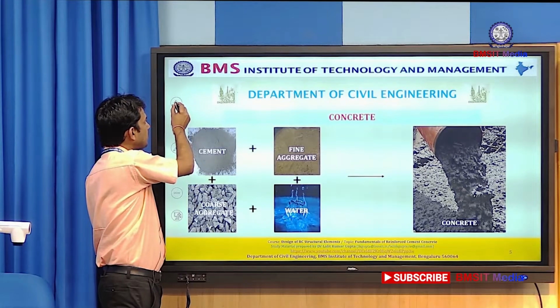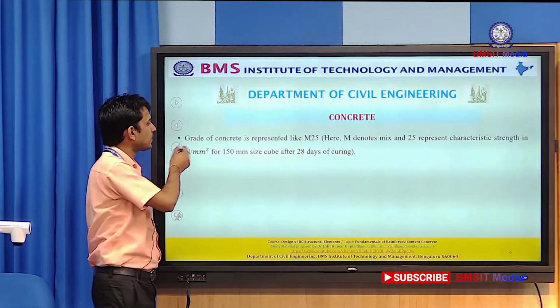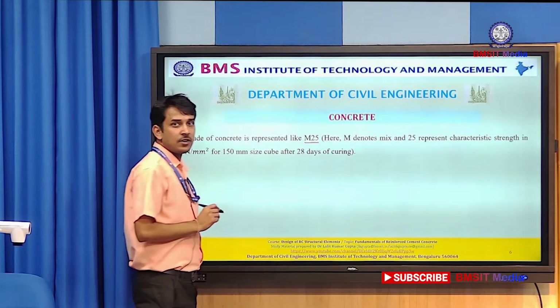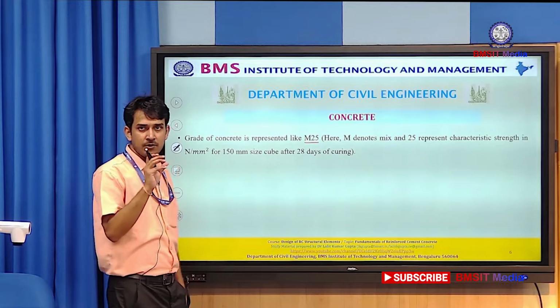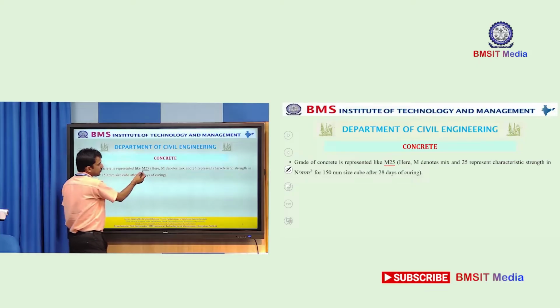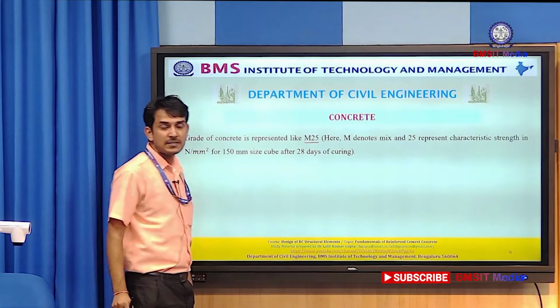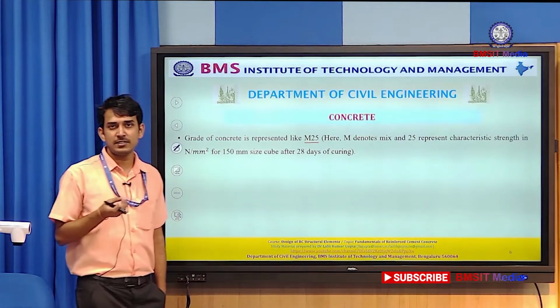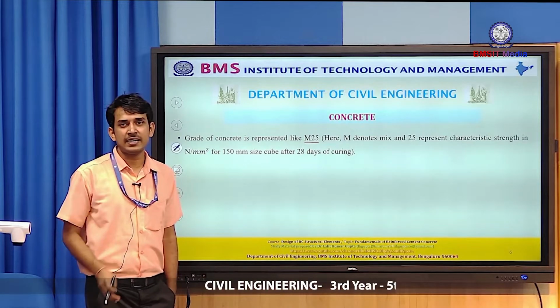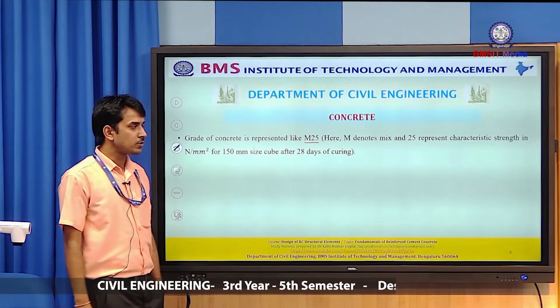Now, if I am talking about the properties of the concrete, first, how do we represent the concrete? We always write the grade of the concrete like this: M, and then the grade. If I have grade 25, I write that concrete as M25. What does this M represent? M represents the mix of those materials which we used for the production of that concrete. What are those materials? They are the cement, fine aggregate, coarse aggregate, and water.